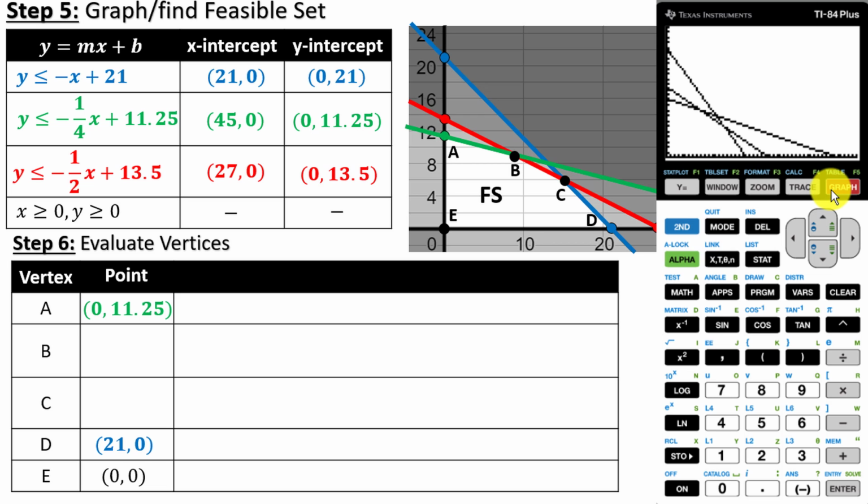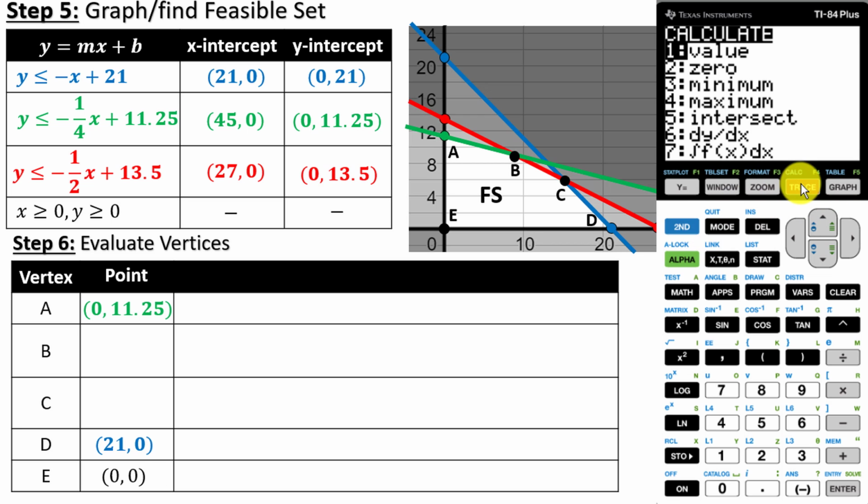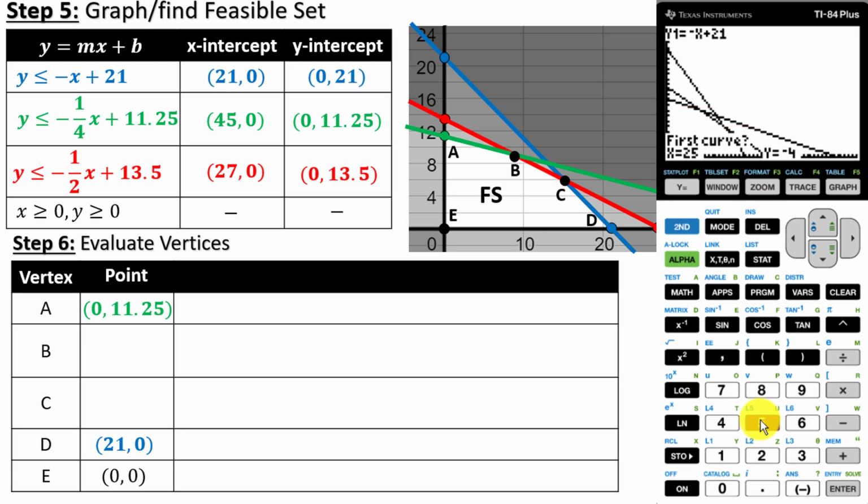Now if you press Second, Calc, you have option 5, which is Intersect. Select that option. We want the intersection of the green and red curves, which are the curves with a slope of -1/4 and -1/2. You can tell we are on the wrong curve by the indication on the top left of the calculator. Press down once and you can see we have switched curves. Press Enter to indicate that we want the curve with the slope of -1/4.